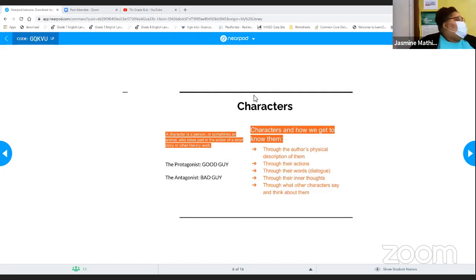Lucius Malfoy, textbook antagonist. Dumbledore, protagonist. So, depending on who you ask. So, your antagonist is the good guy, the protagonist is the bad guy.